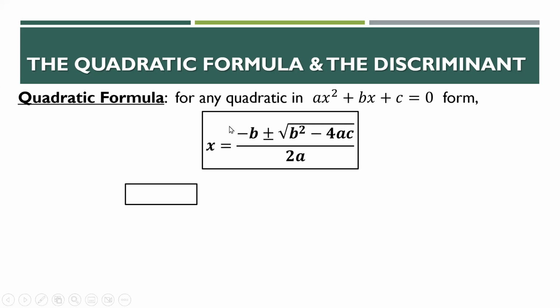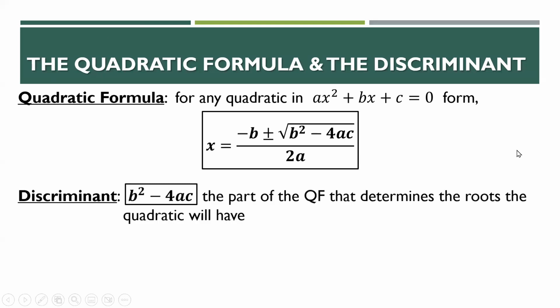So it's really important. I want to point out this negative b that starts the quadratic formula. What that means is you're starting off with the opposite sign of b. So if your b value, let's say for instance, is positive 3, you would start with a negative 3 and vice versa.